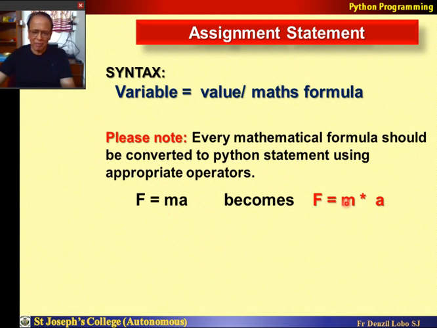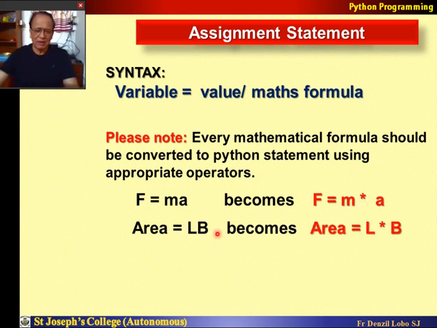F, assignment operator, m into a. So operators have to be included, otherwise your computer will not understand. It will say there is an error in your program. So please remember that. Similarly here, area is equal to LB. L means length, into breadth. Therefore, area is equal to length into breadth. So this becomes a Python statement.